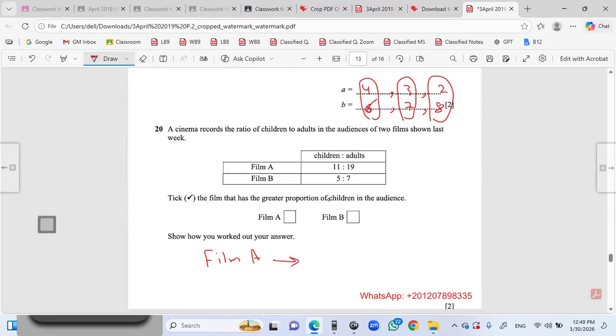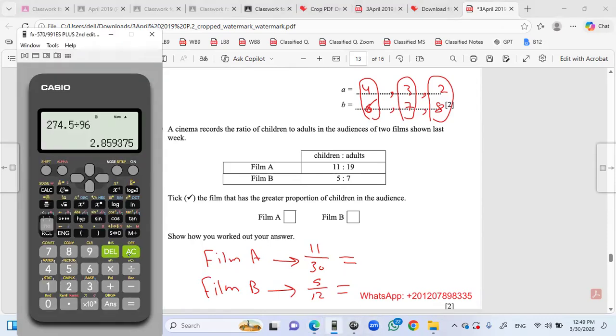Film A, the proportion of children is 11 over 30, while film B, the proportion of the children is 5 over 12. How can I compare them, Mr.? You can either convert them into a decimal or a percentage. Much better to make it a percentage. A percentage, you multiply the fraction by 100, as we agreed before many times.